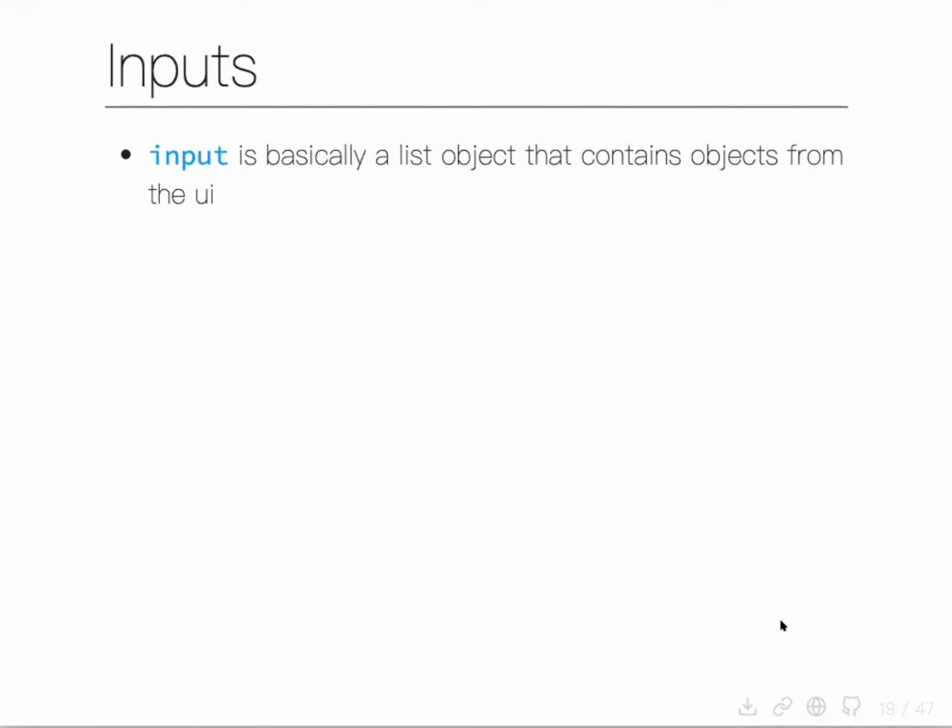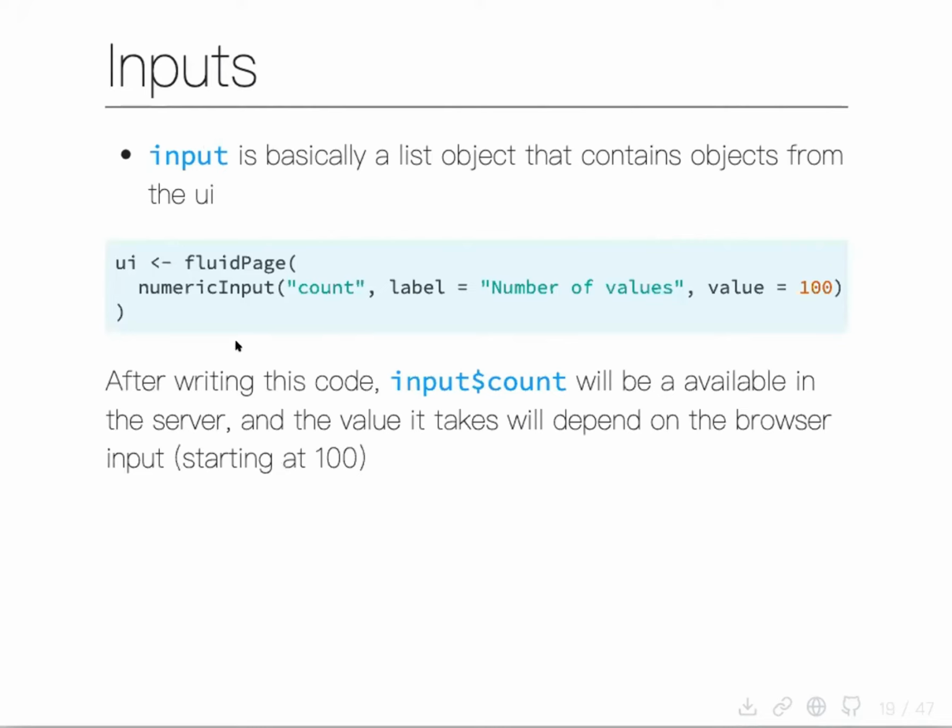So your input in a Shiny app is basically just a list-like object, right? You can pull things from it by just using the $ to index to say, give me this thing, and all those things are named based on what you supply through the UI. So in this case, I'm creating a UI that has a fluid page, and it has some numeric input, and it's called count, label is number of values, and the value equals 100. So that's where it's going to start.